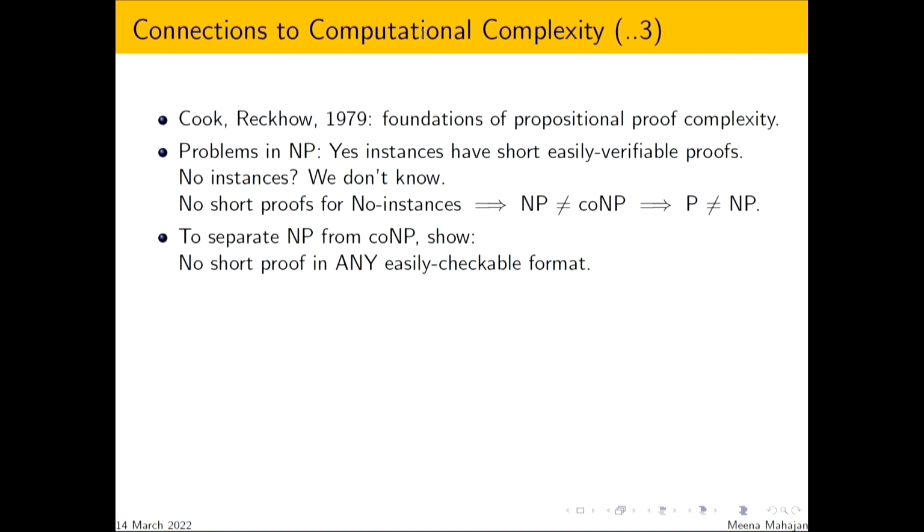Basically, if you look at problems in NP, yes instances have short and easily verifiable proofs. No instances, we don't know whether they have short proofs. Is there a short proof of the fact that the answer to this question is no? That is not known. So NP is kind of a lopsided class. Yes instances have short proofs, no instances don't. So if there is no short proof for these no instances, then we would be able to conclude that NP is not equal to the class of complementary problems, co-NP. And therefore, that would also imply that P is not equal to NP, the holy grail in computational complexity. So, to separate NP from co-NP, it would be enough to show that for some problem in NP, no instances do not have short proofs.